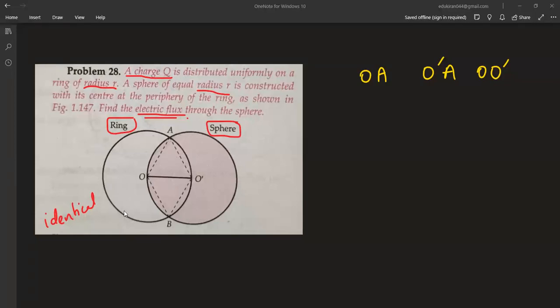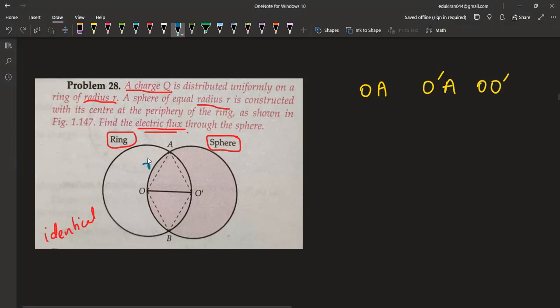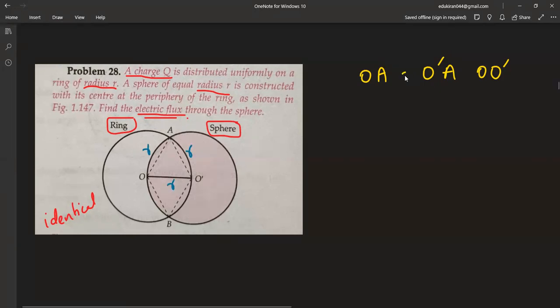Class, look. OA is the radius of this ring. O dash A is the radius of the sphere. O dash is the radius of the ring as well as the sphere. It means this is also the radius, this is also the radius, this is also the radius. Now, what Fia was saying was exactly right, that this forms an equilateral triangle. Now clear, Fia, why this is an equilateral triangle and not a dipole? Yes, ma'am. All right. Very good, Fia, and very well answered, Shahid.